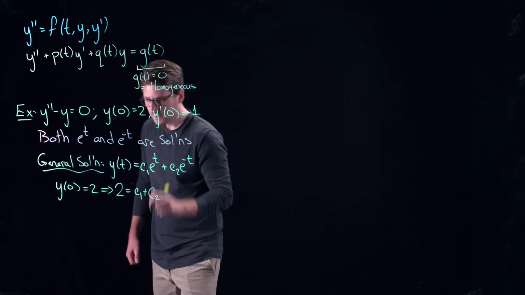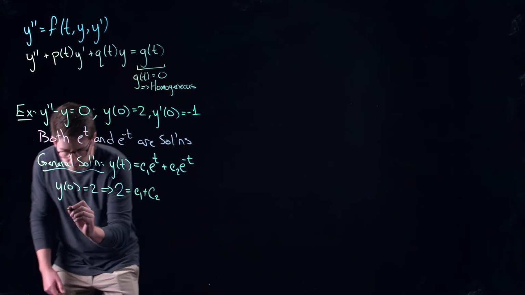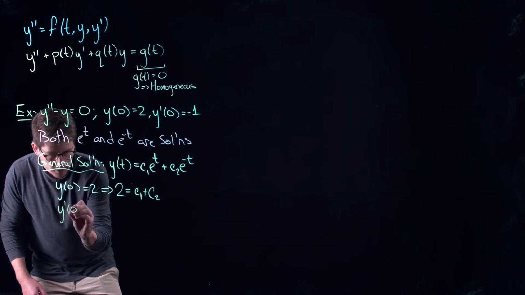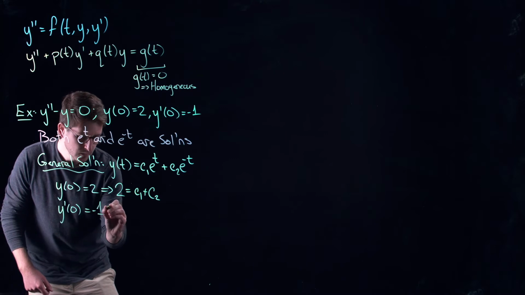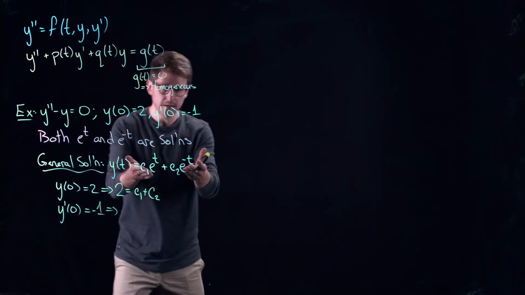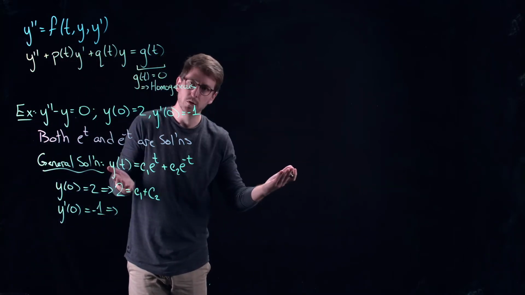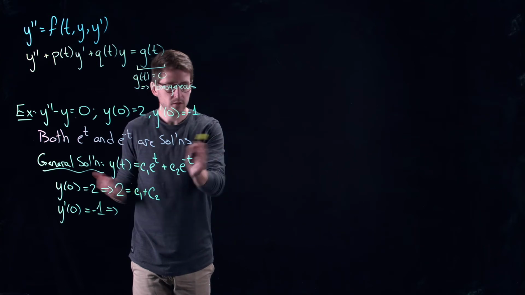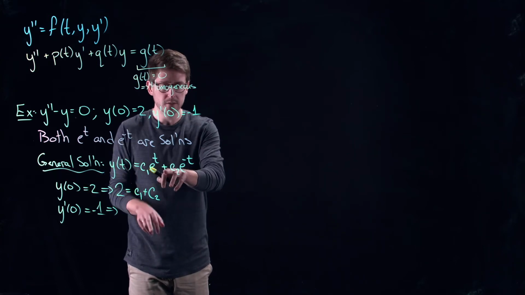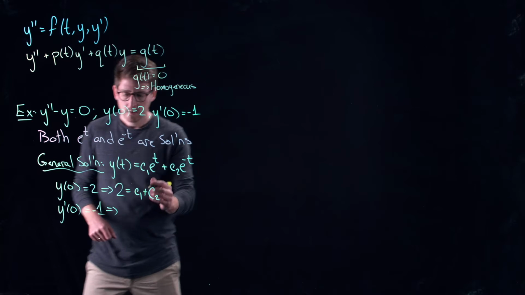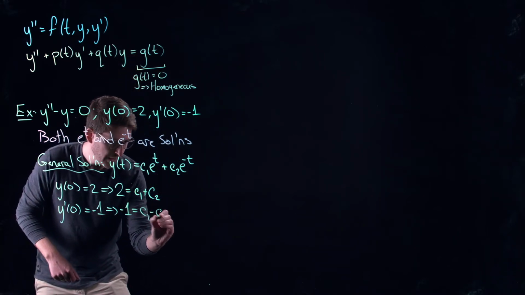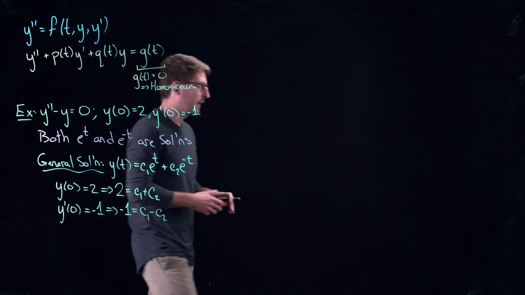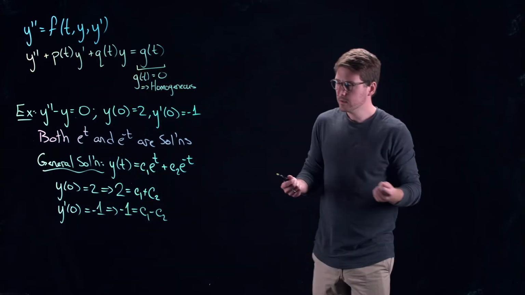Similarly, I've got y prime of 0 is equal to minus 1, which, same thing, I've got to take a derivative of this. That's pretty easy. We can definitely do that. The only thing that's going to change is the derivative puts a minus sign in here. And now that means that I get c1 minus c2 after evaluating at t equal to 0.